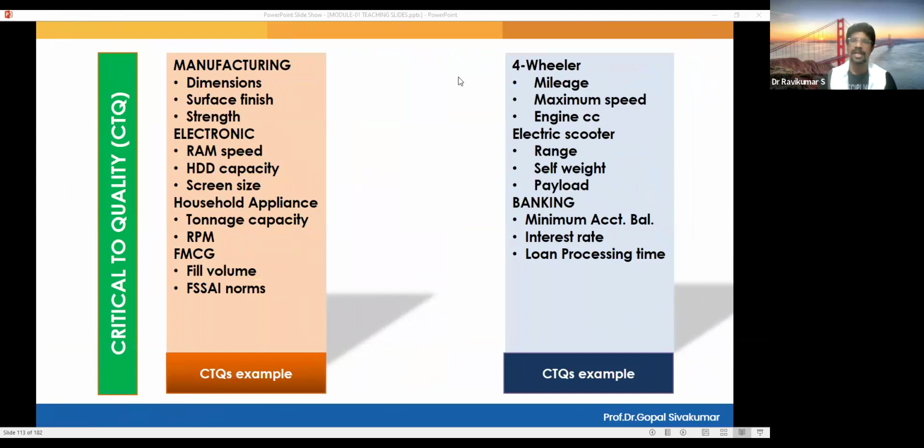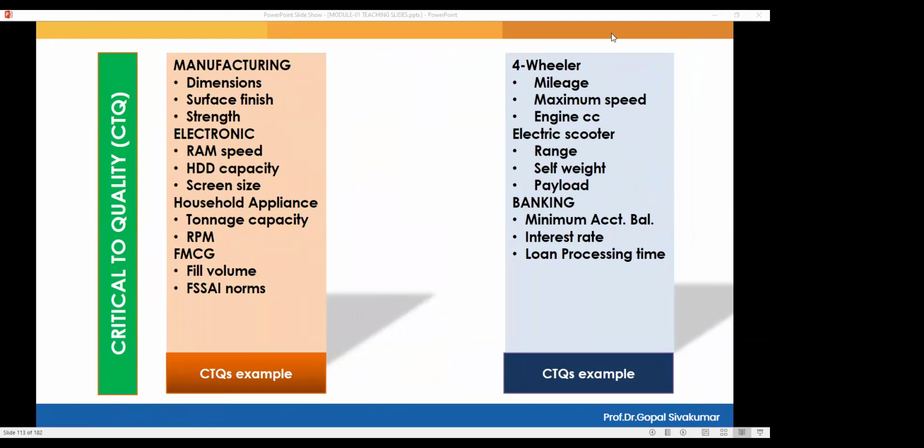Yes, Mahesh, could you read and add some points to it? Mahesh, are you there? Yes, sir.